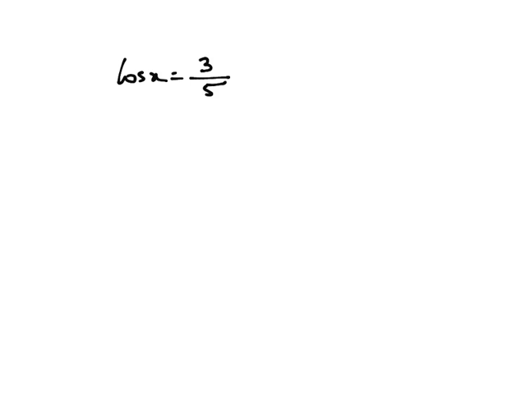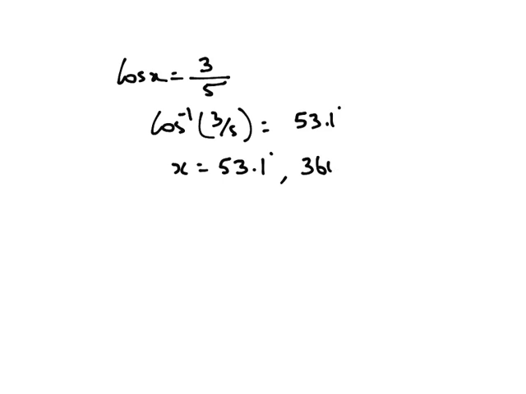So find cos inverse of 3 by 5, and in case it is in degree mode, you will get 53.1 degrees. That means x can be either 53.1 or it can be 360 minus 53.1. So basically x can be either 53.1 degrees or 306.9 degrees. Yeah, so this is a solution.